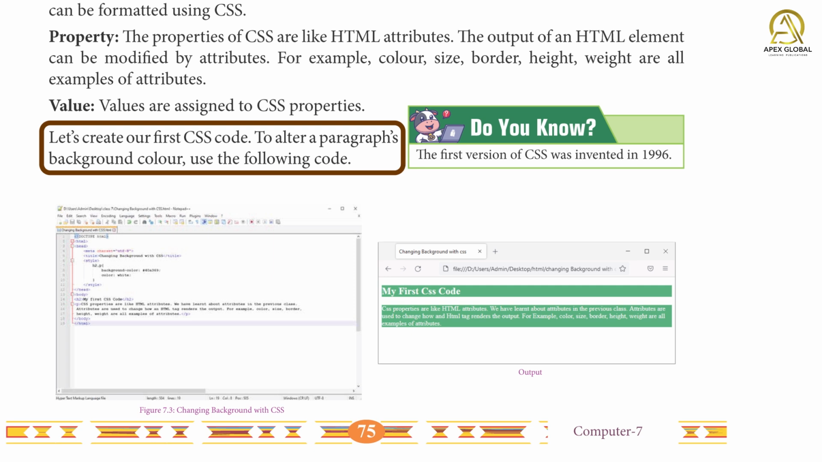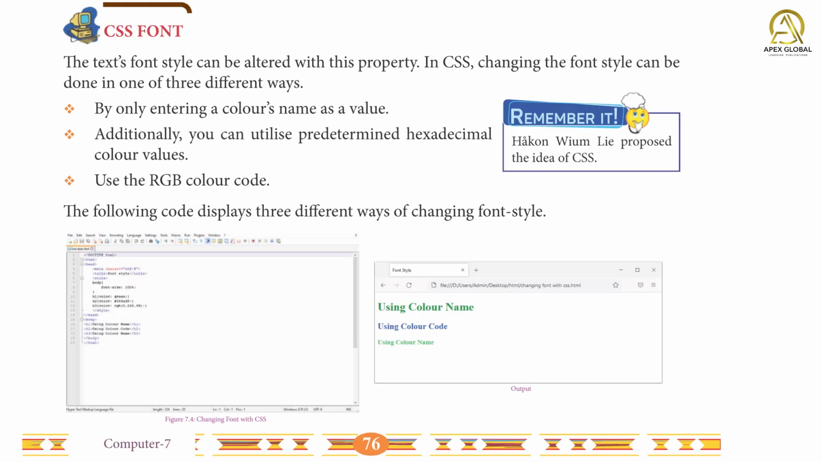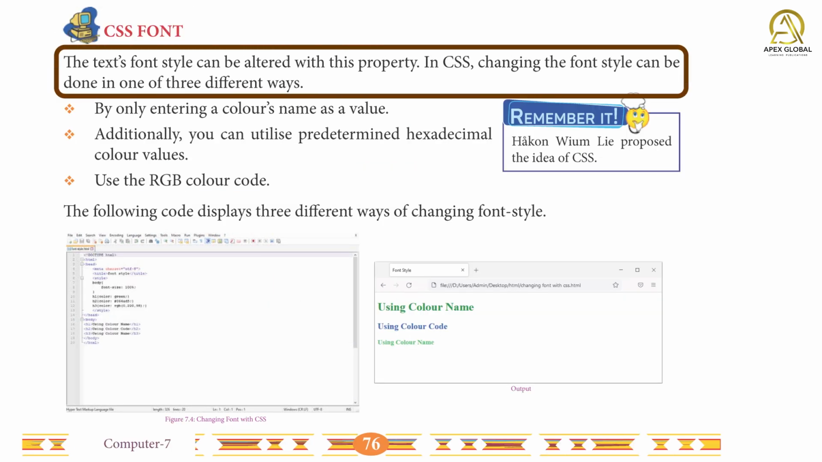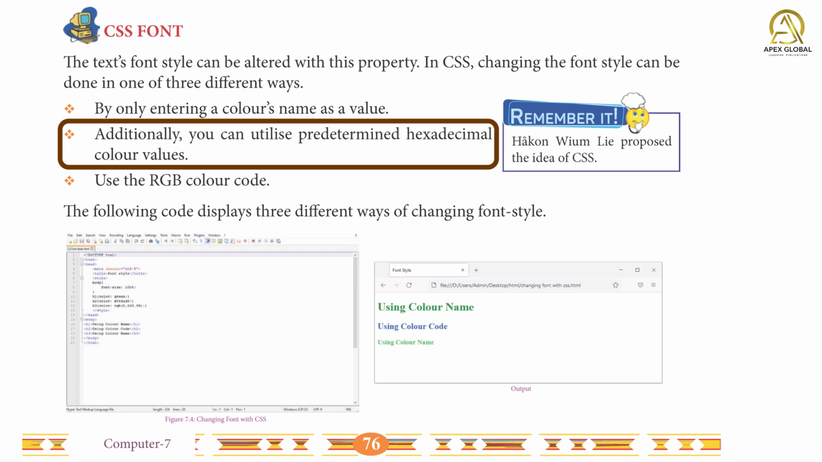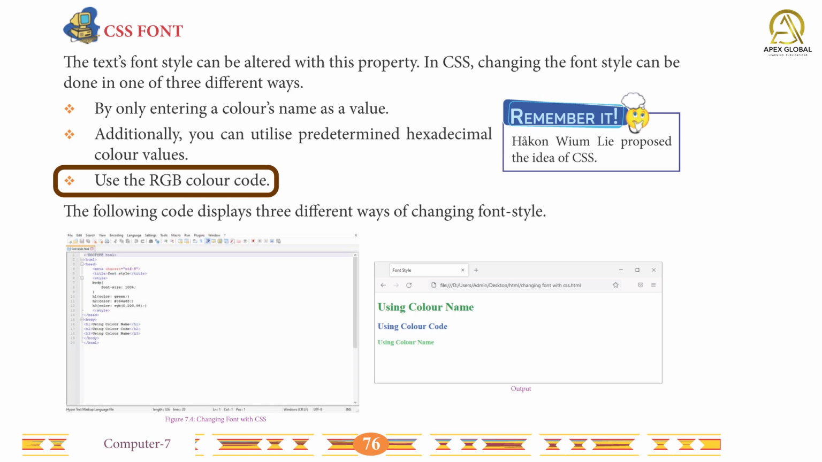Let's create our first CSS code. To alter a paragraph's background color, use the following code. CSS font. The text font style can be altered with this property. In CSS, changing the font style can be done in one of 3 different ways. By only entering a color's name as a value. Additionally, you can utilize predetermined hexadecimal color values. Use the RGB color code.